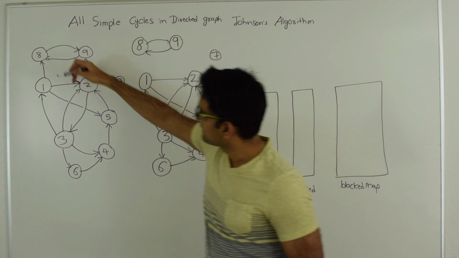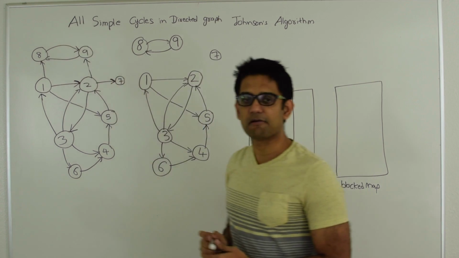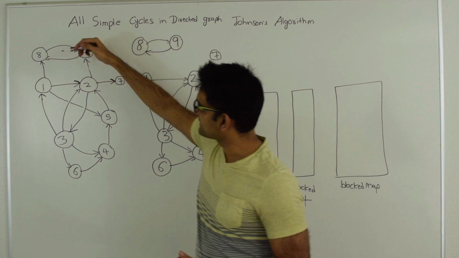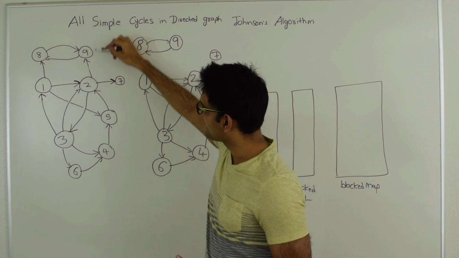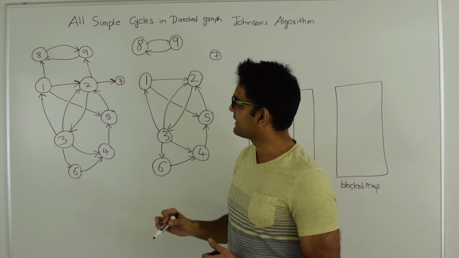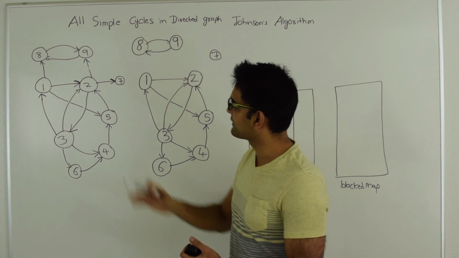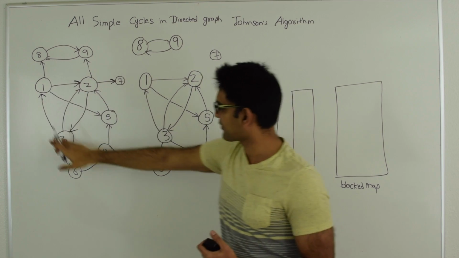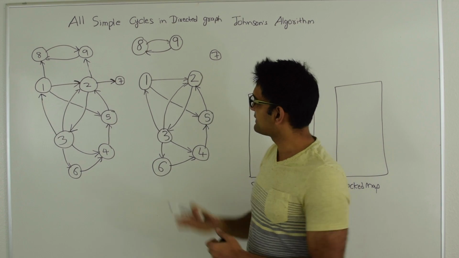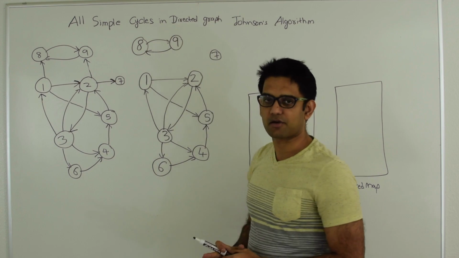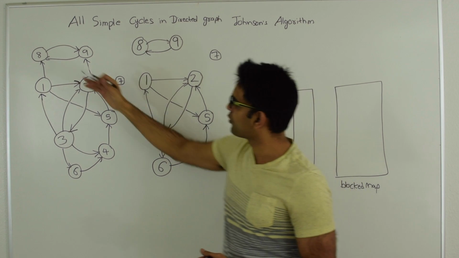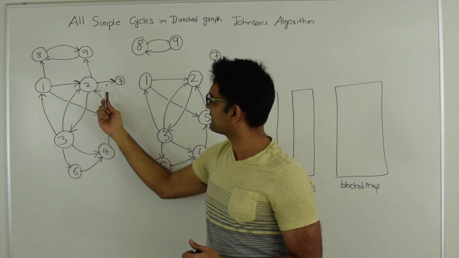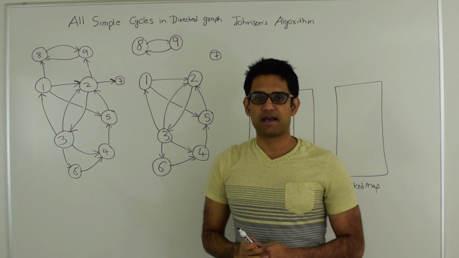So for example, this edge here is never going to be part of any cycle. Why? Because if it was, it means that either from 8 or 9 there is a way back to 1, which would have meant that 8 and 9 would be part of the same strongly connected component as the rest of these vertices. And since they are 2 different strongly connected components, there is no way back to 1, which means that edges like this and this would never be part of any cycle.